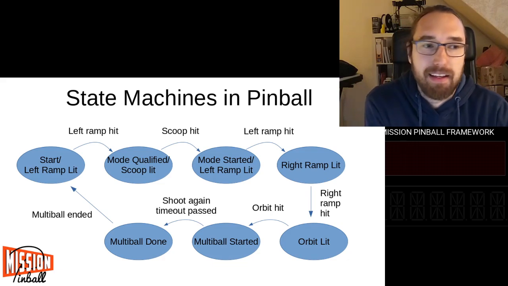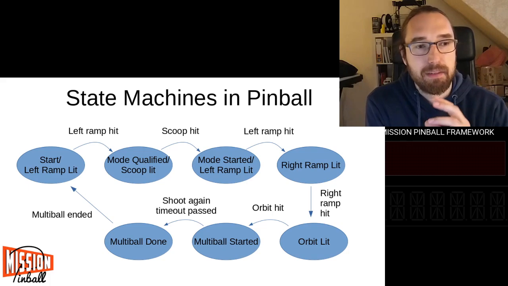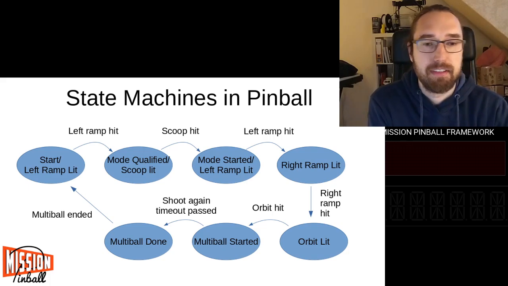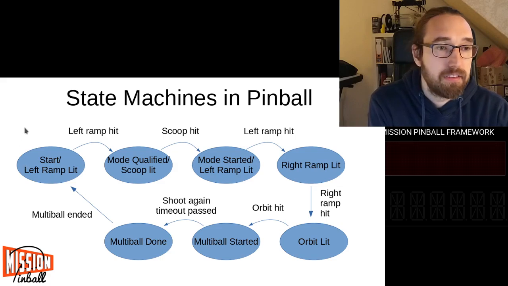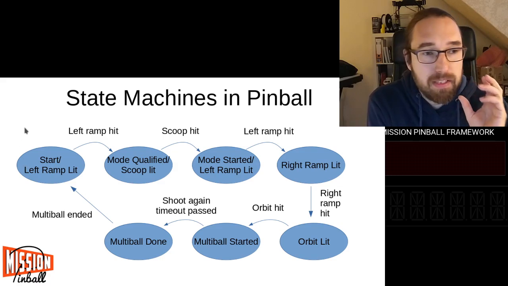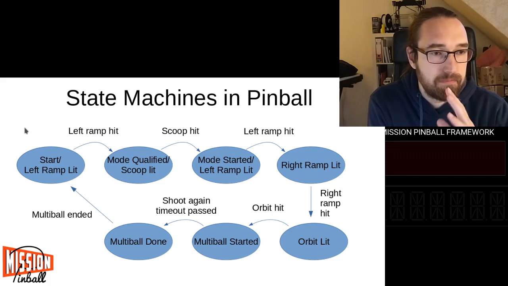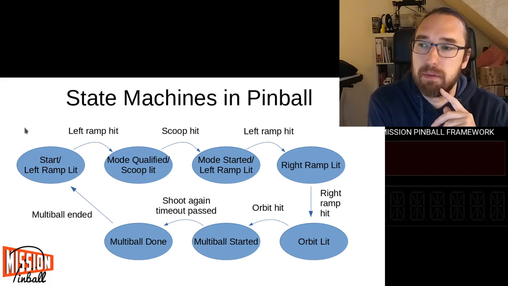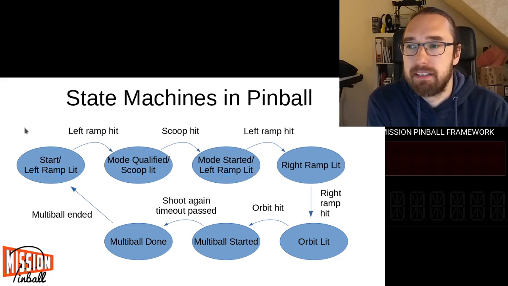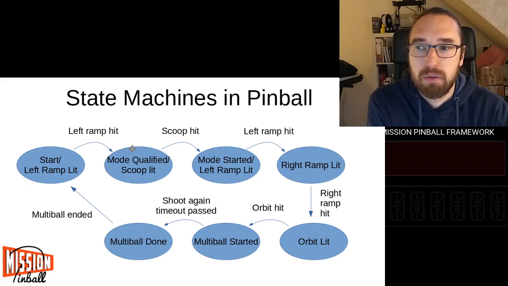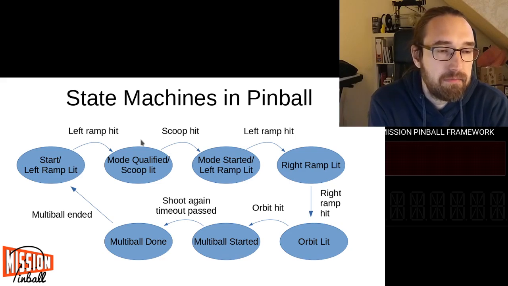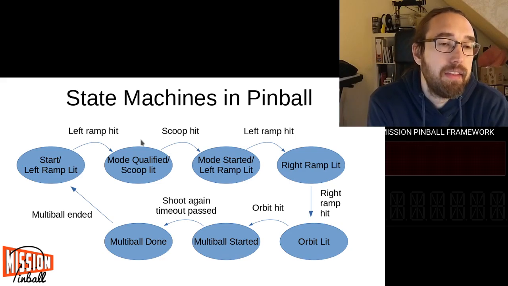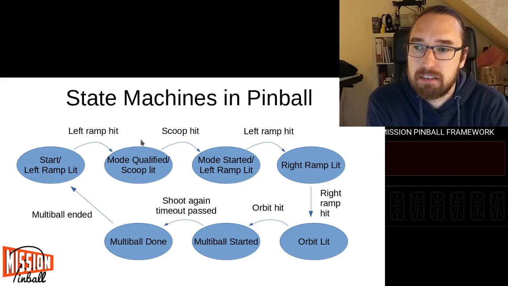So I imagine my mode has some start state, that's the left state, that's this here, right? And then it just says, well, we lit the left ramp. I mean, it could be flashing, for example. And once the player hits the left ramp, we go to the next state, which is mode qualified. And the scoop is lit, and that actually then starts the mode when you make the scoop.